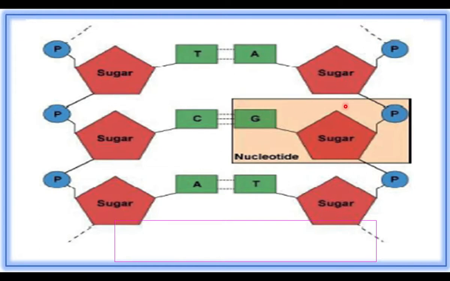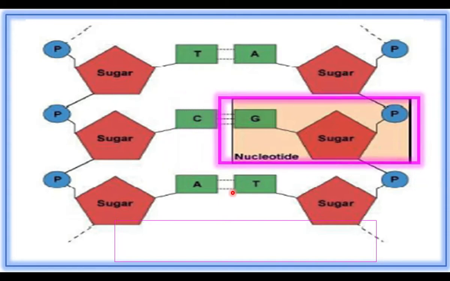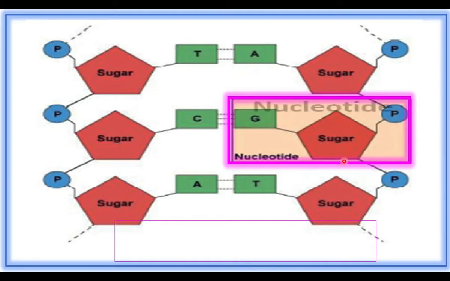Now let us see a single nucleotide. This is a single nucleotide. It is formed of a nitrogen base, here it is guanine, and a pentose sugar. What is the name of the sugar in DNA? Deoxyribose sugar, and a phosphate. Nitrogen base, sugar and phosphate together form a nucleotide.